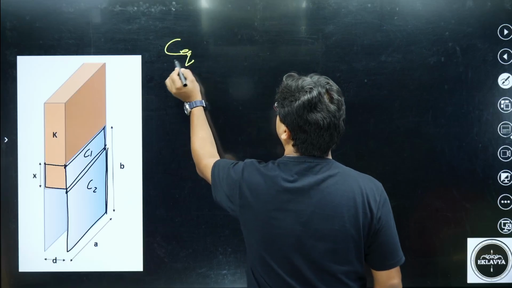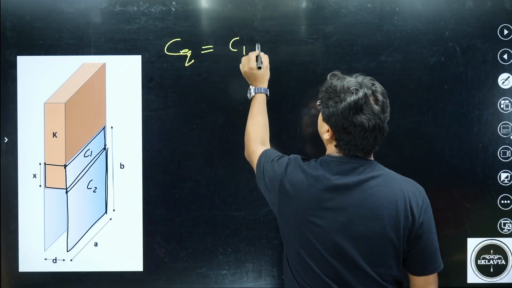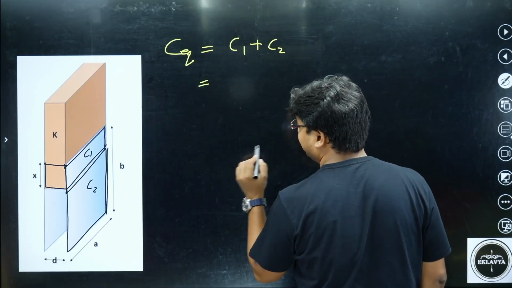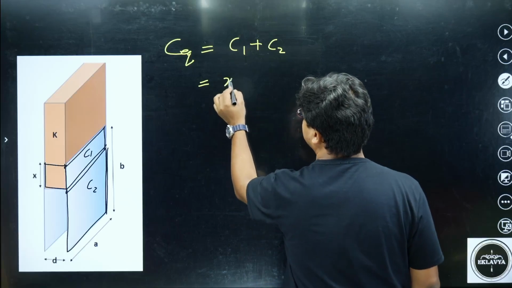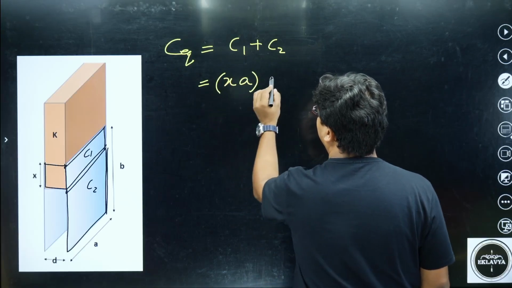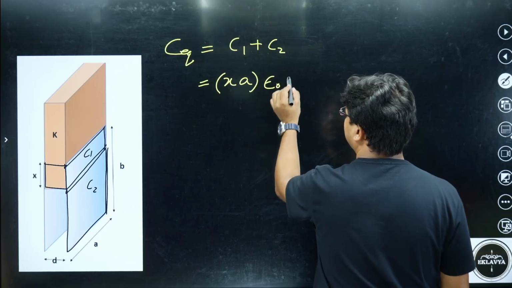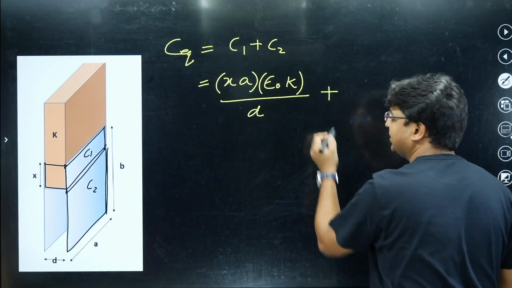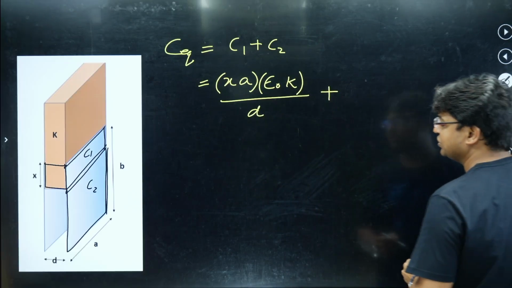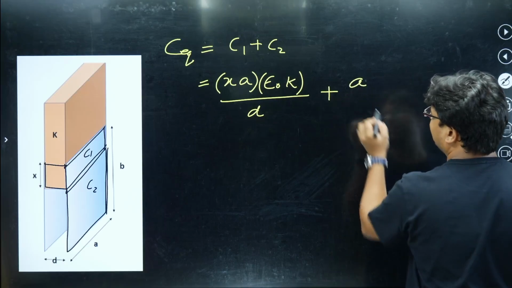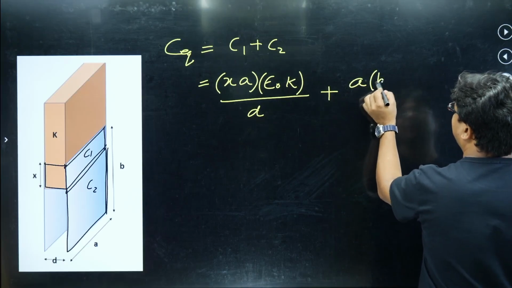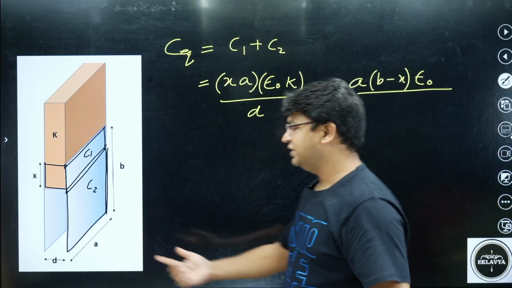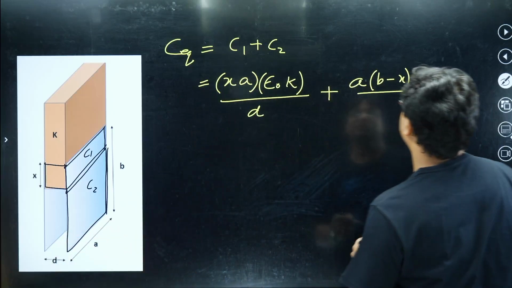So we'll start by doing this. So C equivalent will be C1 plus C2, and now C1 can be written as the plate area, which will be X times A, into the dielectric constant, which would be epsilon naught into K, divided by the separation between the plates. And similarly we can write C2. To write C2, the plate area will be taken as A multiplied by B minus X, and then the dielectric constant will be epsilon naught, as there is air between these plates. Okay, the separation between the plate is D.